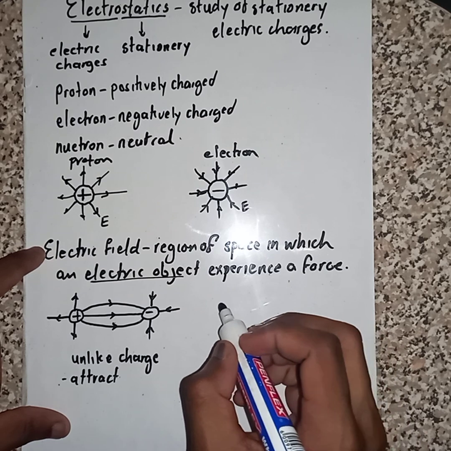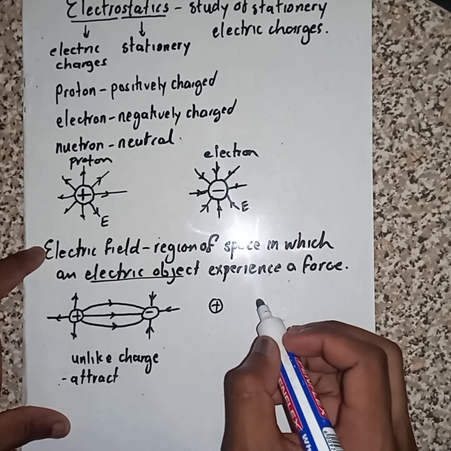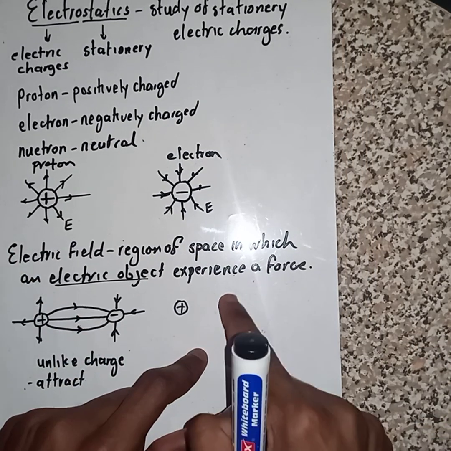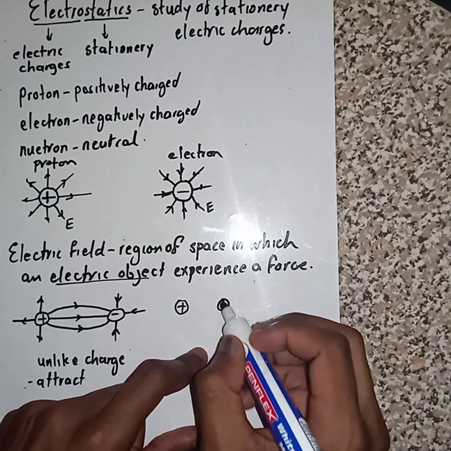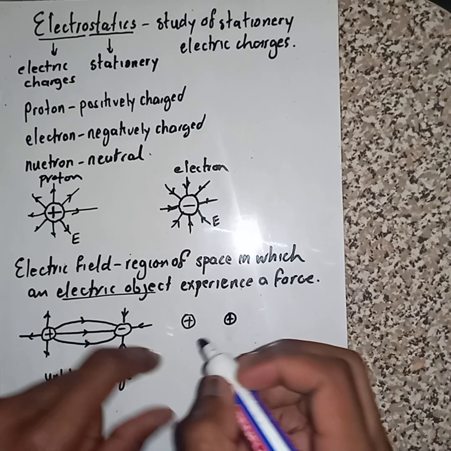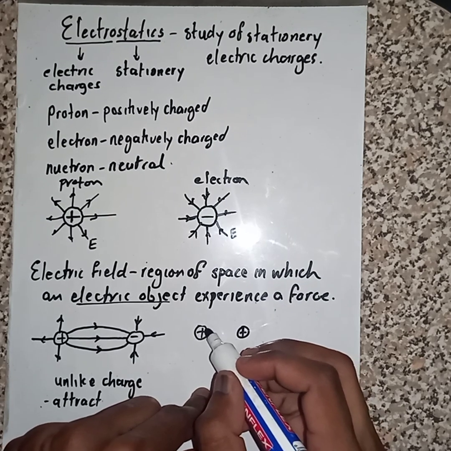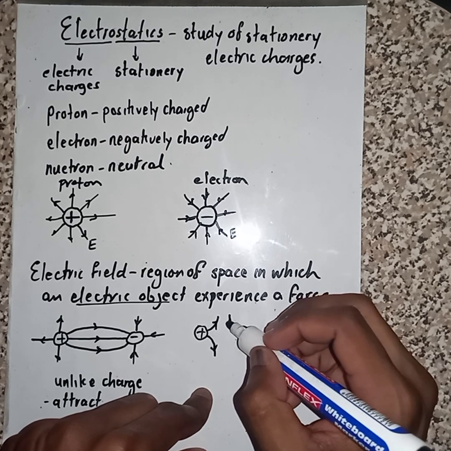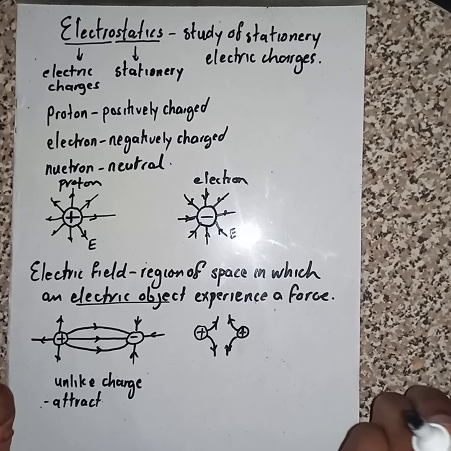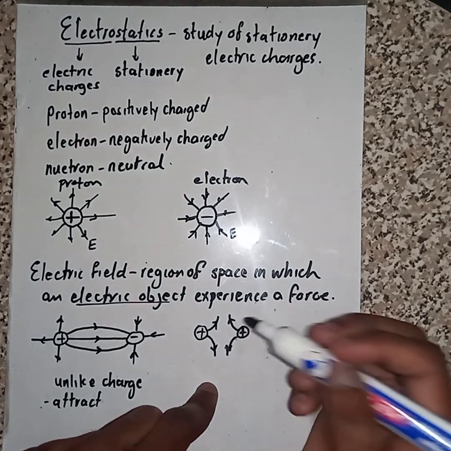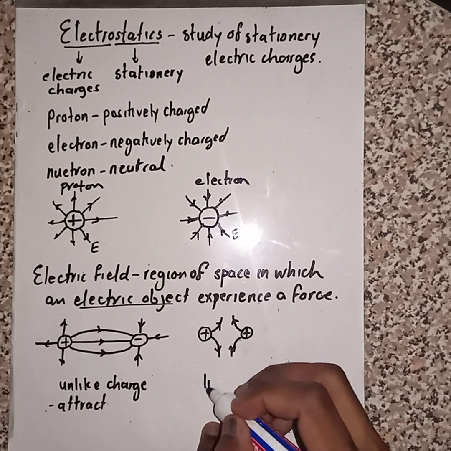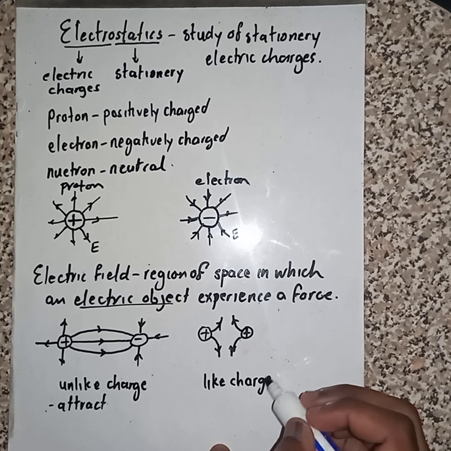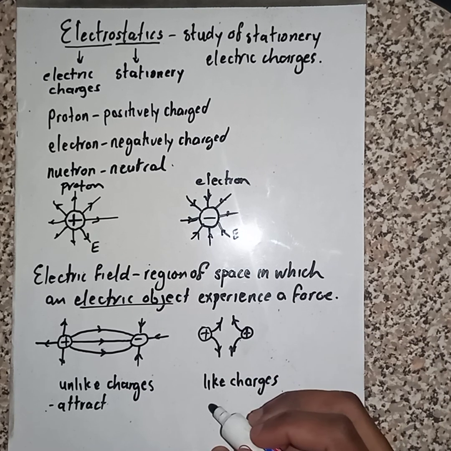Now let us consider like charges. Let's say we have this one together with this one. Let me try to draw nicely like this. Charges move away, same for this one, away. What is going to happen? We see a gap somewhere there. They repel. Like charges, they repel.